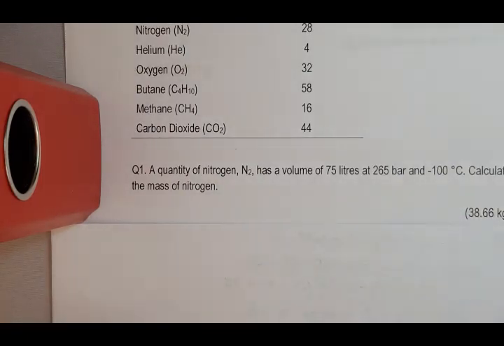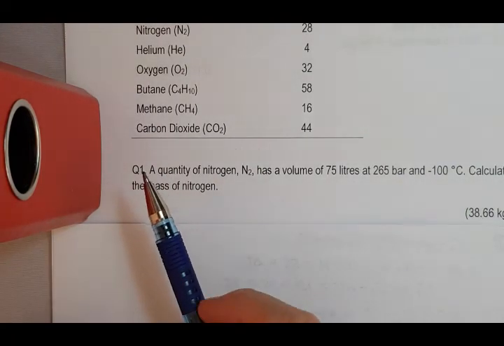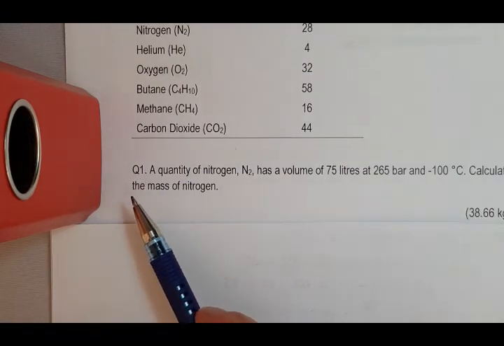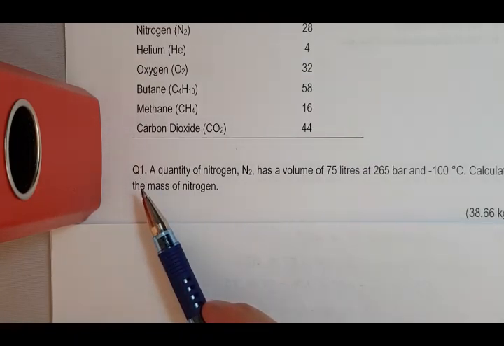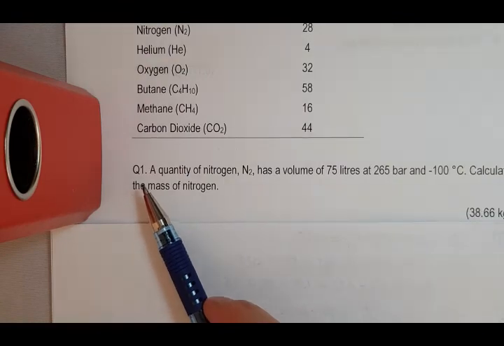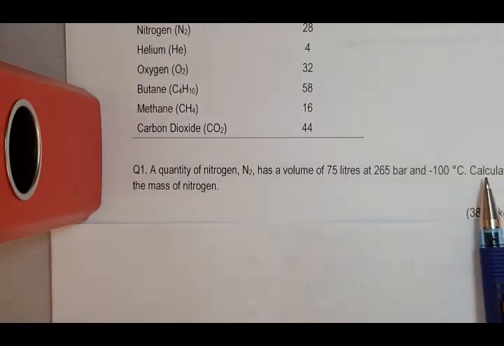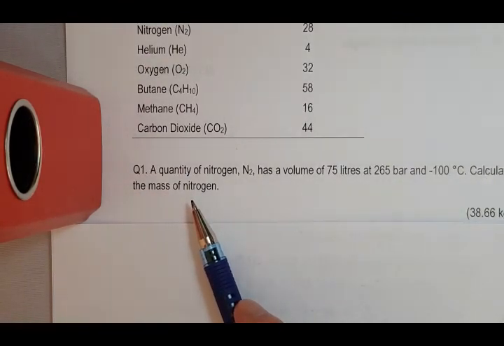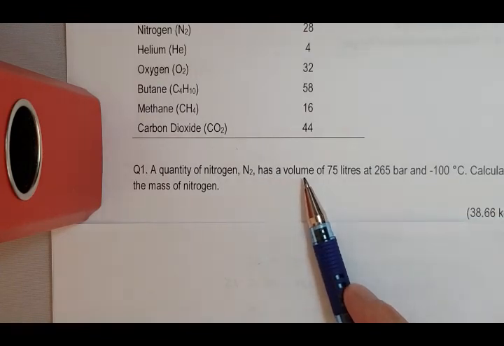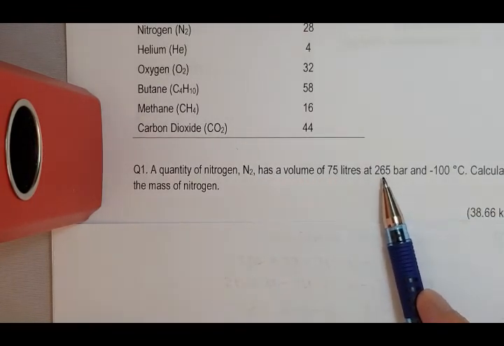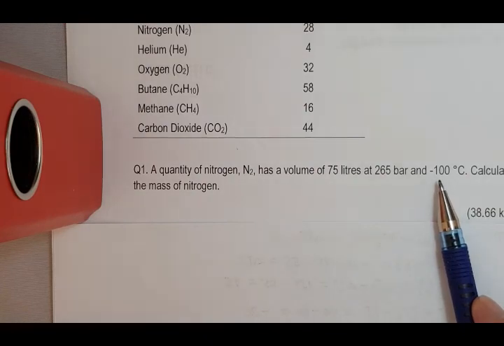Hello everyone, this is a video solution for question 1 in tutorial 4, which is about ideal gas. Question 1 is asking us to calculate the mass of nitrogen, and we have got the volume of the nitrogen and also the pressure and the temperature of the nitrogen.